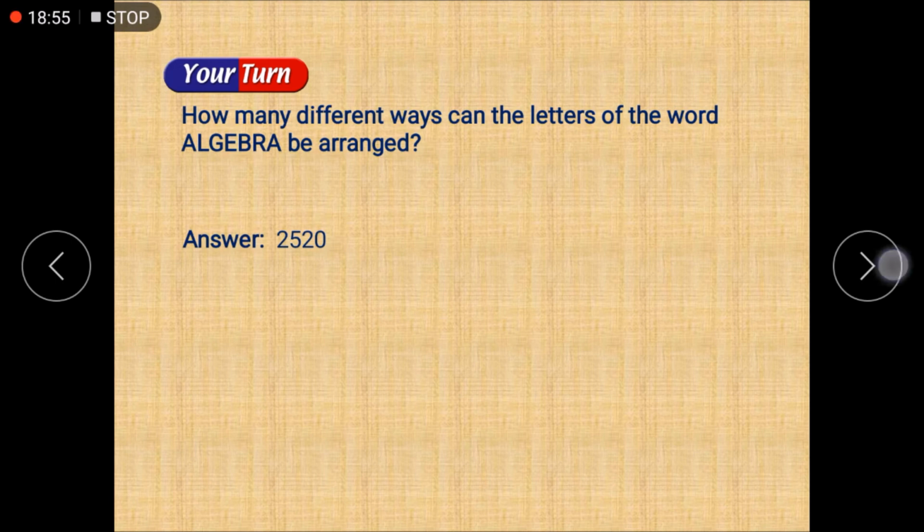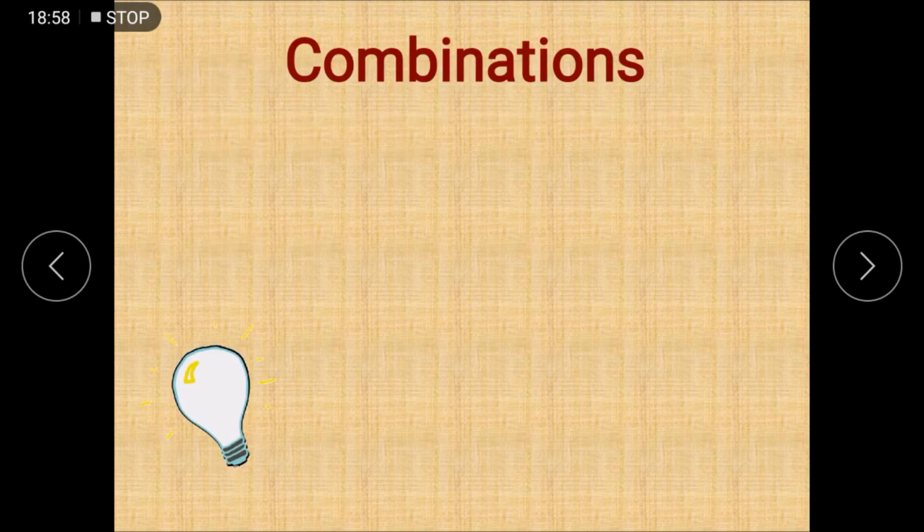Before we end here, I have a short video on the fundamentals of counting that you can listen to and try to understand. Combination we will continue next lesson.